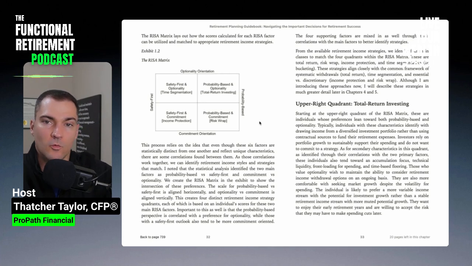So I'm viewing the risks first. What do we need to protect against? Then we start building out the allocation. How much in equities, how much in fixed income, and how much do you need in income on an annual basis to live the life that you want?